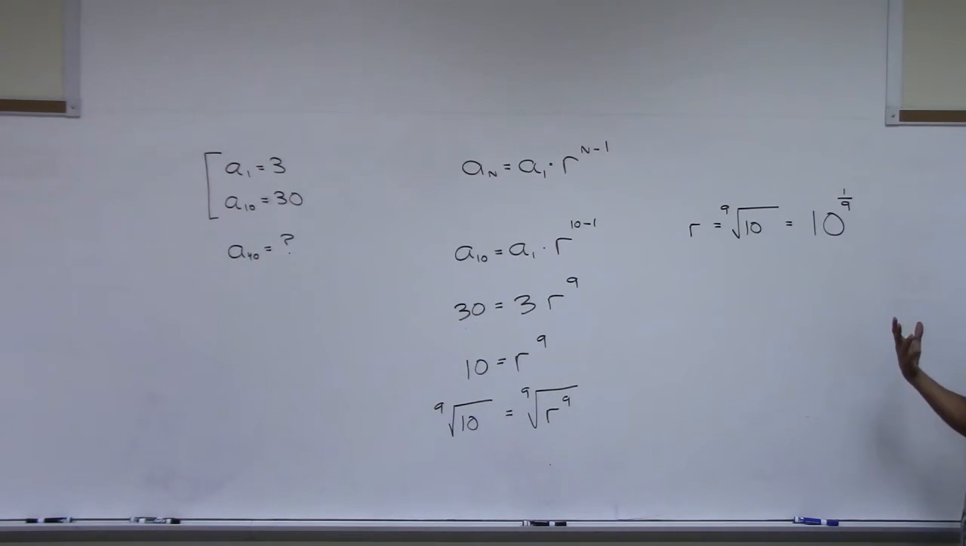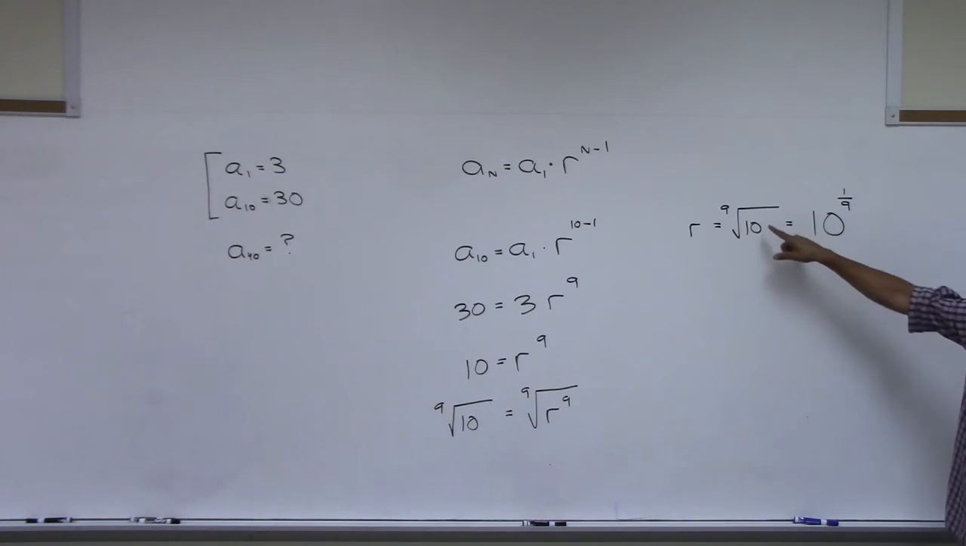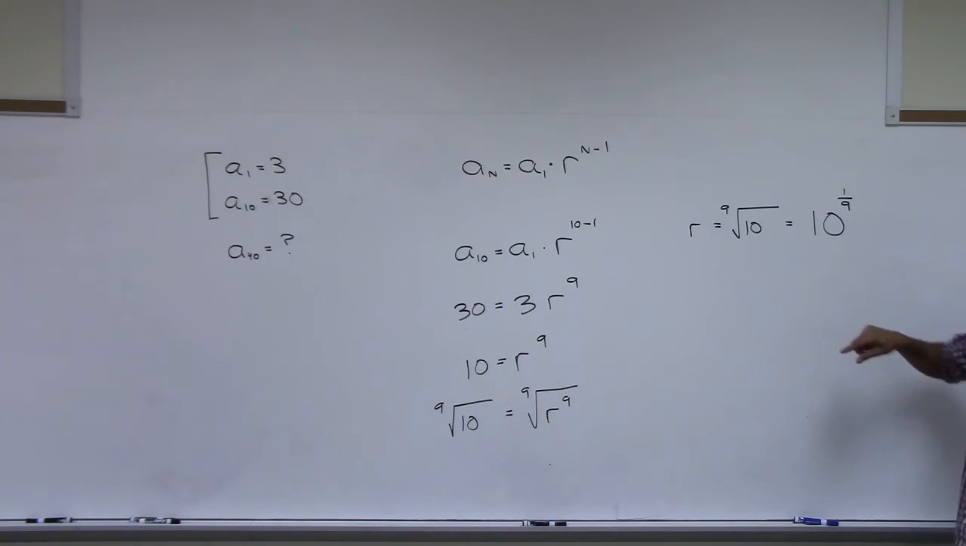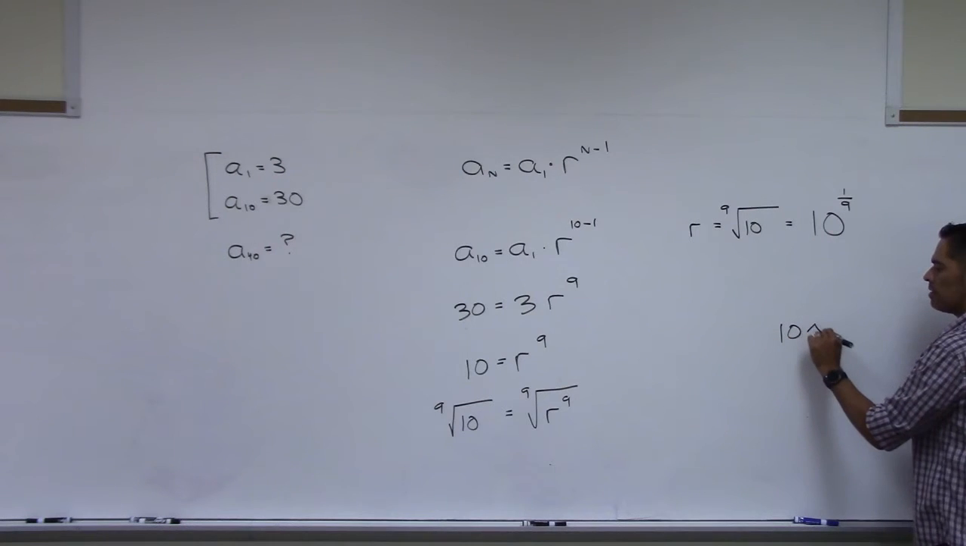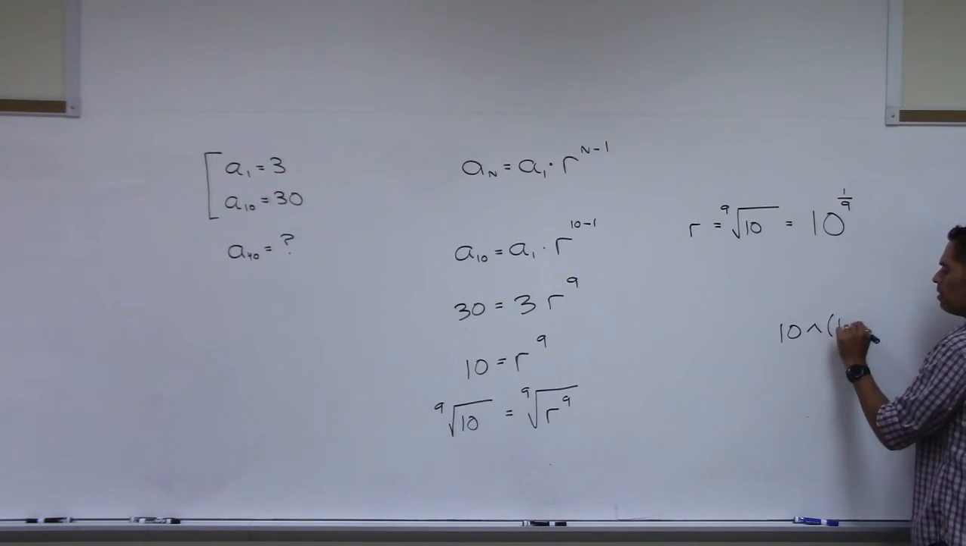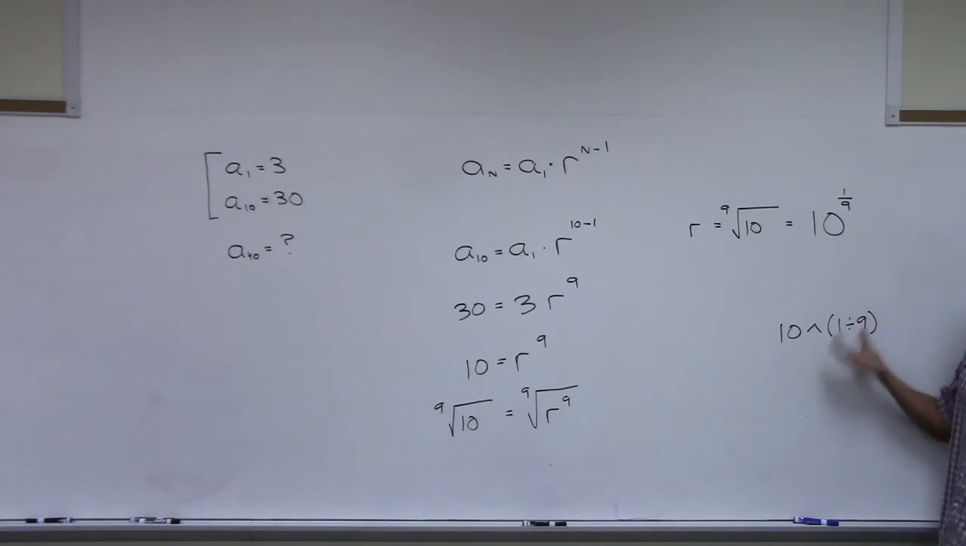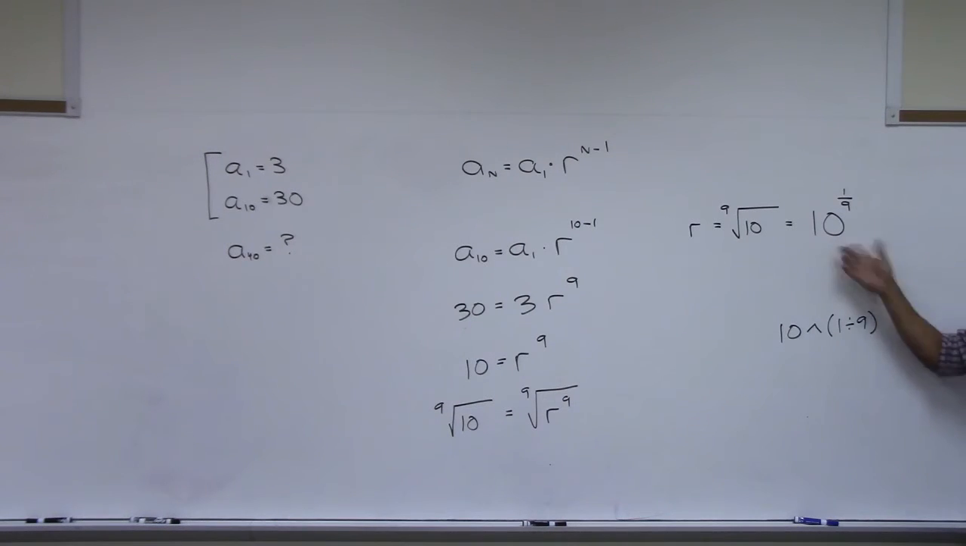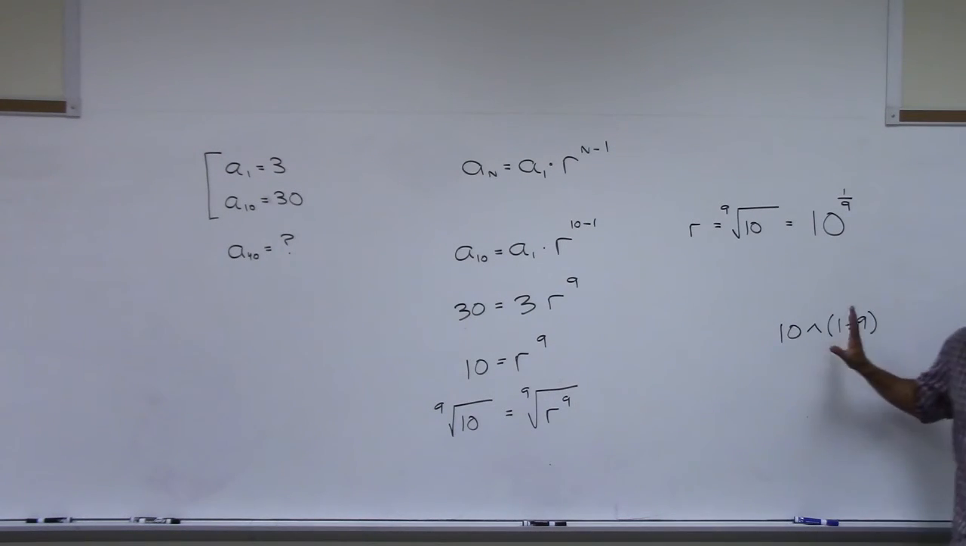So when I'm on my calculator trying to figure out what this is, I do 10, then I use that little caret key, and then in parentheses 1 divided by 9. And that's how I'd figure out what that is, all right? But hold off on that. We don't need that yet. That was just to get R.